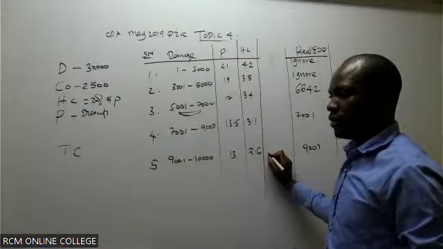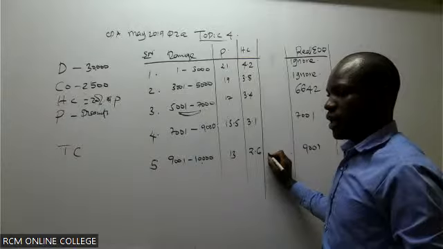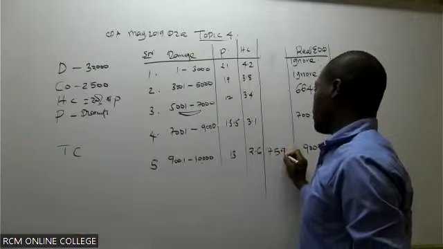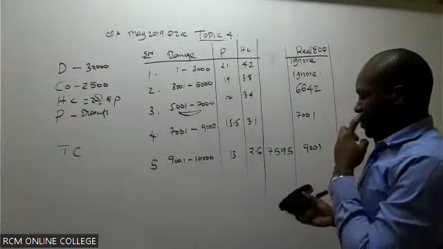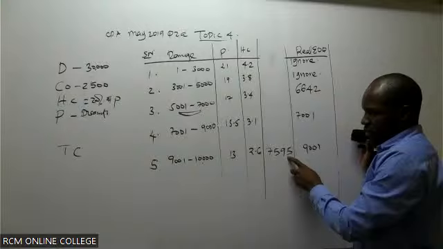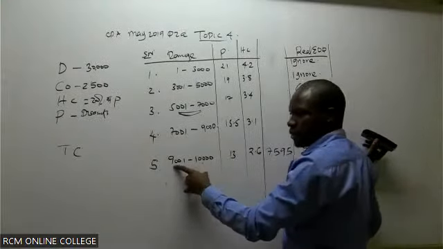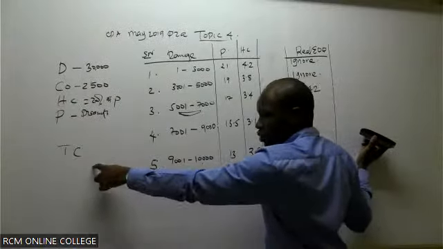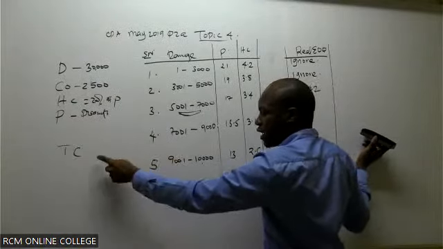Give me a figure. 79, 75, 95. 75, 95. Haiko hapa katikati. 7,000. Before you reach 9,000, 7,000 iko huku. Iko somewhere here. So it is below this range.